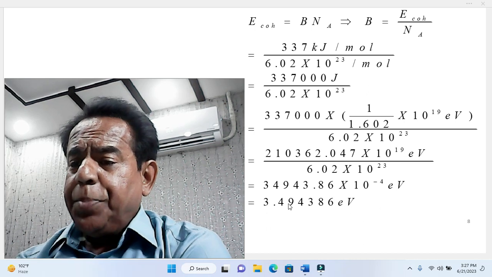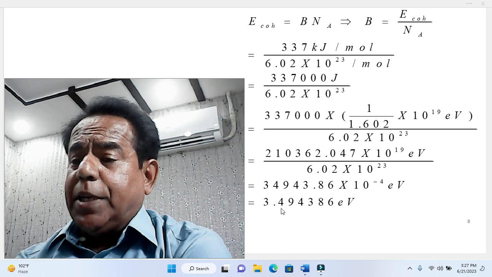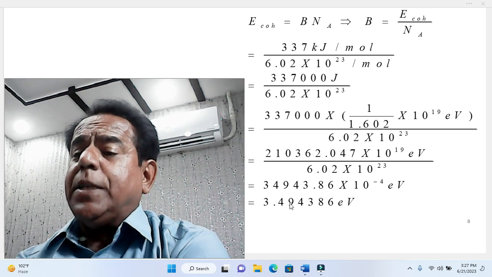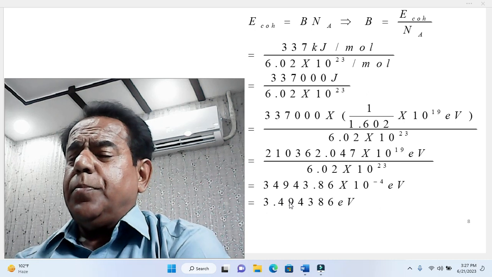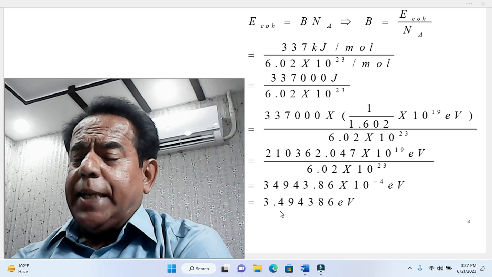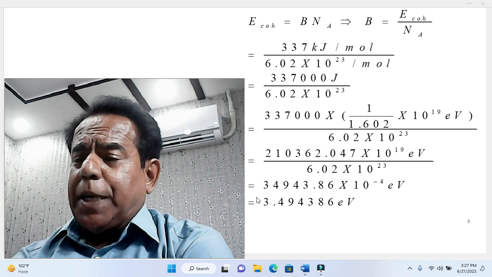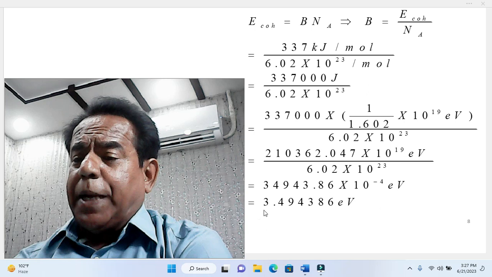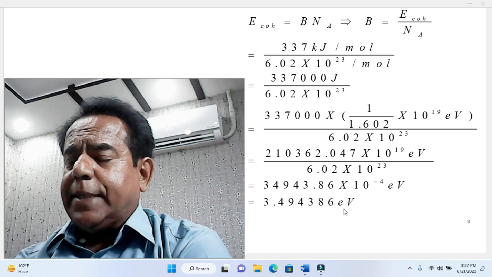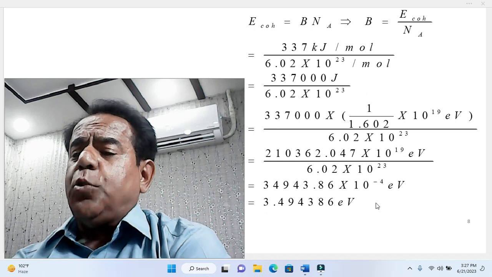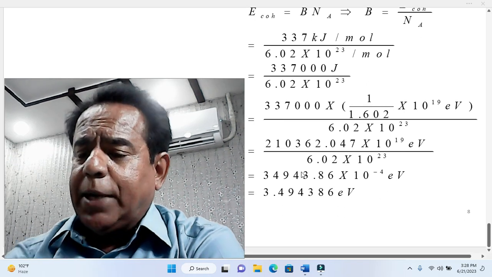Okay, because the digit after 4 is greater than half, that is 5, so it can be increased by 1. So even this expression is acceptable. Okay, that is binding energy equal to 3.494386 electron volt, or we can also write it as 3.5 electron volt. And this is the end of our problem.